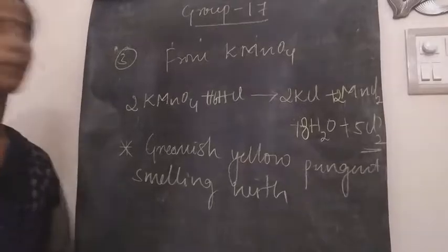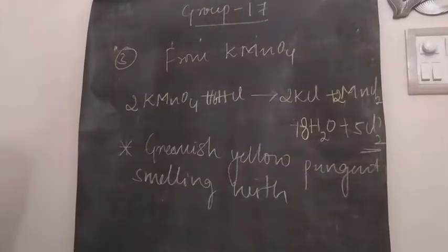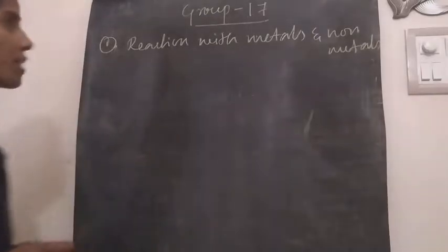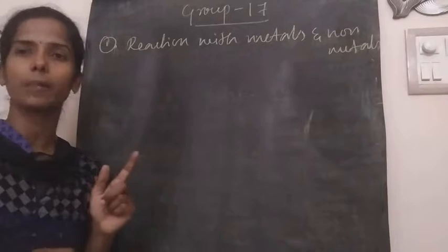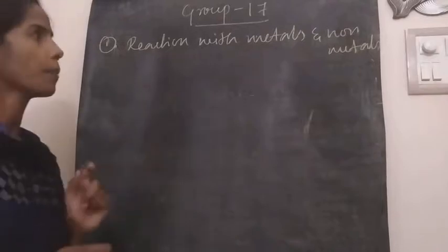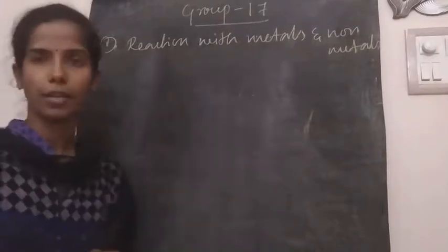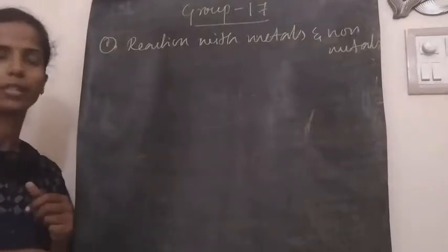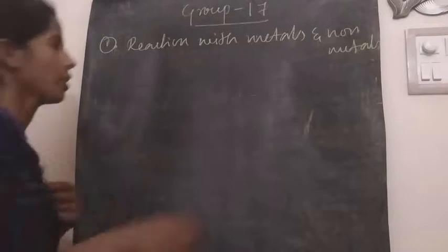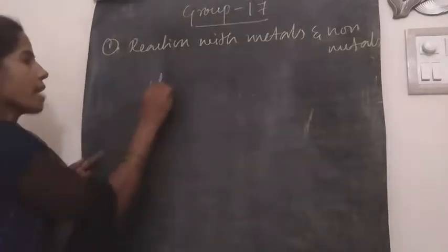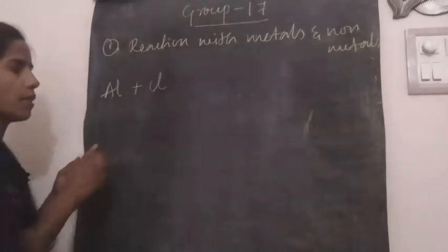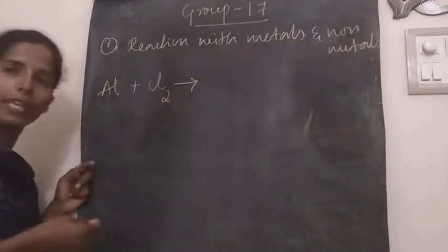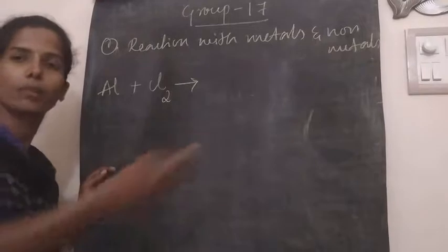And coming to the chemical properties of chlorine, these are very important. The first chemical property is reaction with metals and non-metals. Chlorine reacts with almost all metals and non-metals. For example, when chlorine reacts with aluminium, which is a metal, or with any element, it forms the corresponding chlorides.